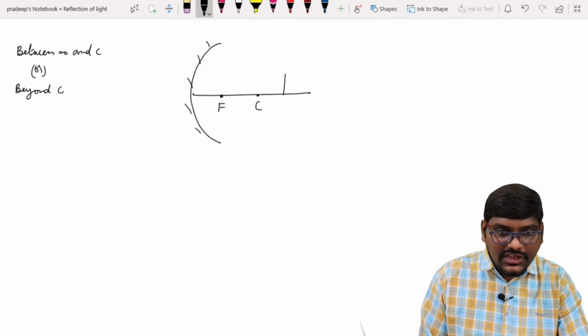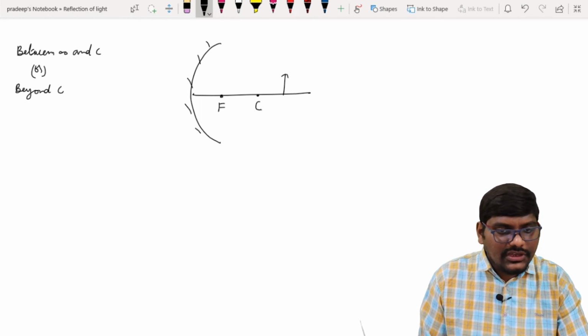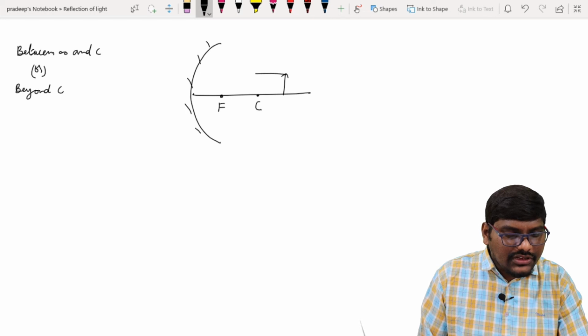So now here we are keeping the object beyond C. It is not at infinity, it is very near to the center of curvature. So beyond C, away from C. Here we kept the candle. So we are trying to see here a beam of rays traveling like this, parallel to the principal axis, and passing through the focus.